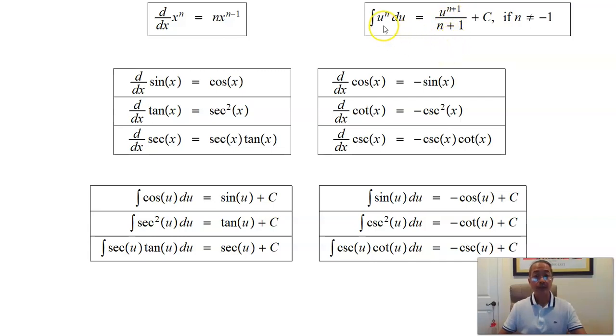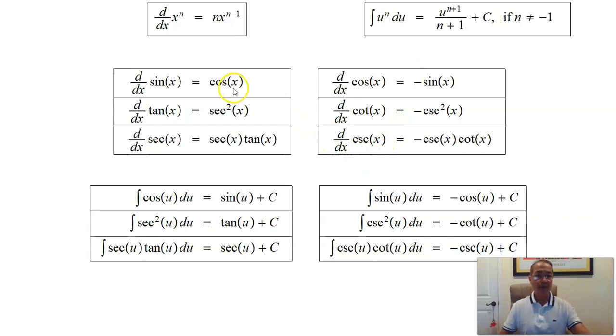I use the letter u instead of the letter x because many times when we do an integral, the beginning variable is x, but we often have to do a u-substitution. So I use the symbol u instead of x for our general antiderivative formulas.